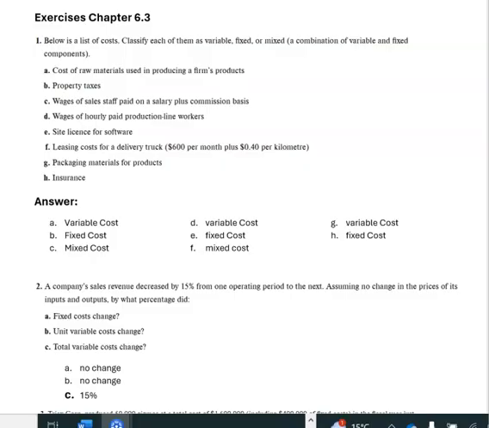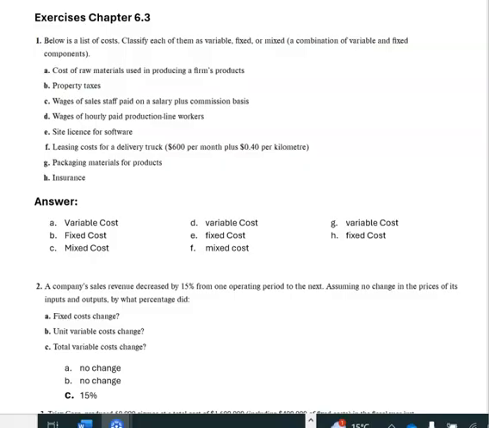Let's go over the exercises that I assigned for section 6.3, which is all about cost volume profit analysis and therefore trying to determine fixed costs, variable costs, and also mixed costs. Okay, so question one, problem one, list of costs. Each one of them is either variable, fixed, or mixed. Let's have a look.